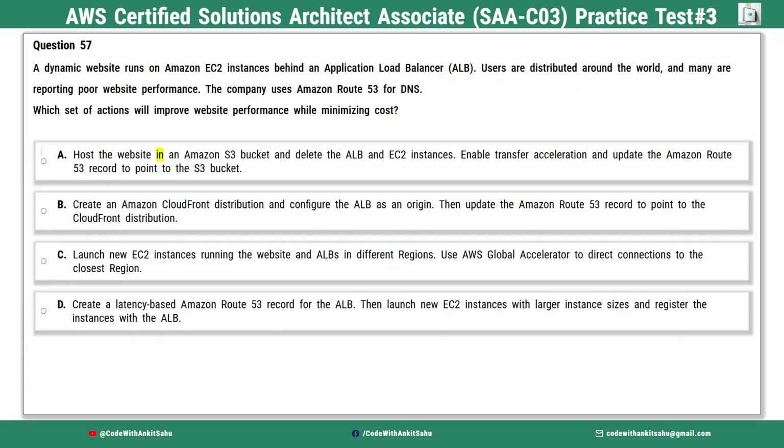Option A. Host the website in an Amazon S3 bucket and delete the ALB and EC2 instances. Enable transfer acceleration and update the Amazon Route 53 record to point to the S3 bucket. Option B. Create an Amazon CloudFront distribution and configure the ALB as an origin. Then update the Amazon Route 53 record to point to the CloudFront distribution. Option C. Launch new EC2 instances running the website and ALBs in different regions. Use AWS Global Accelerator to direct connections to the closest region. Option D. Create a latency-based Amazon Route 53 record for the ALB. Then launch new EC2 instances with larger instance sizes and register the instances with the ALB.